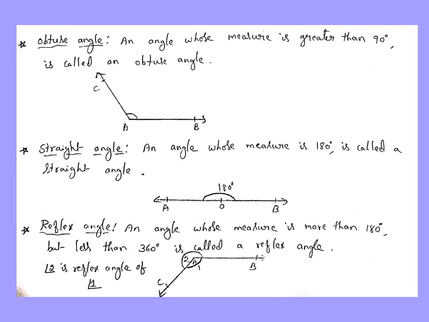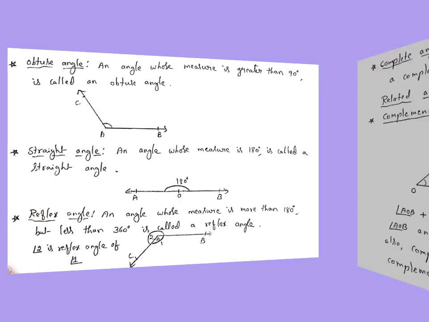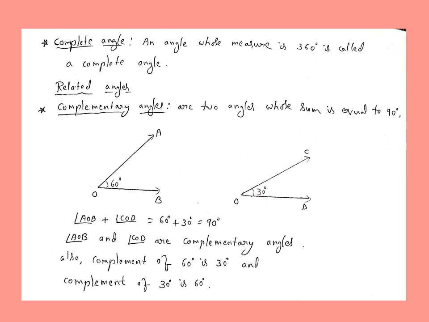Obtuse angle. An angle whose measure is greater than 90 degrees, or in other words, greater than 90 degrees and less than 180 degrees, is called an obtuse angle. Straight angle. An angle whose measure is 180 degrees is called a straight angle. Reflex angle. An angle whose measure is more than 180 degrees but less than 360 degrees is called a reflex angle. See here, CAB is a reflex angle. Angle 2 is the reflex angle of angle 1. Complete angle. An angle whose measure is 360 degrees is called a complete angle.